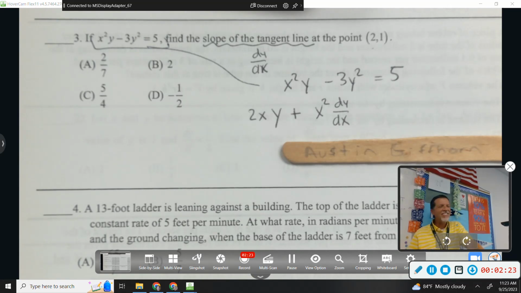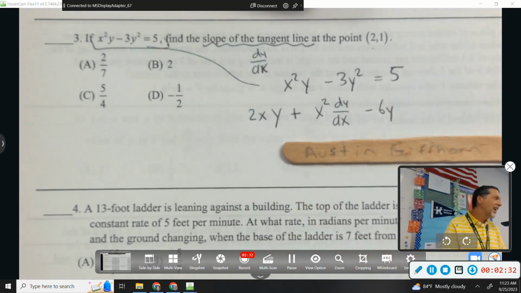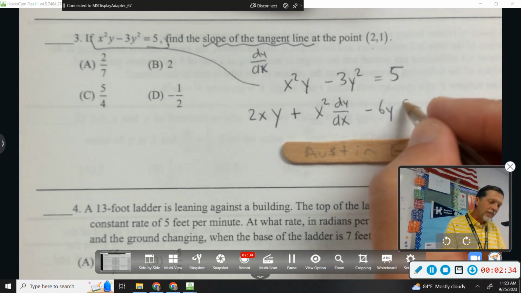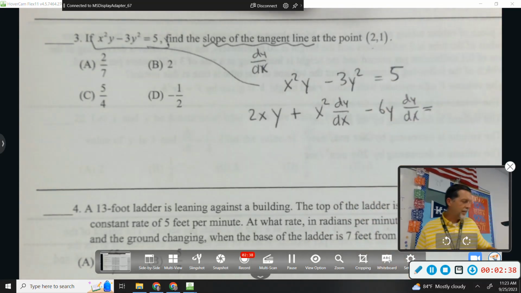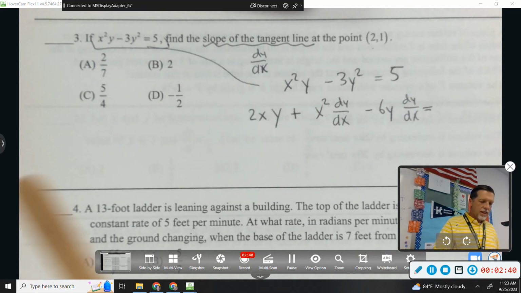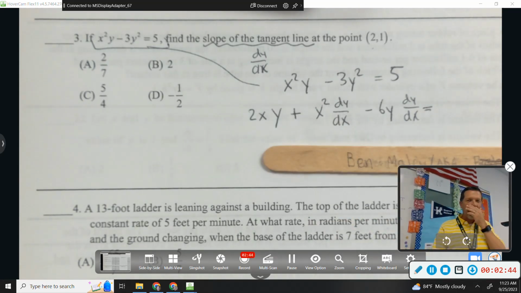Austin, how about, save me here, how about the derivative of 3y squared? Dy dx. And so that's the big problem, is forgetting the dy dx. Ben, how about the derivative of, make sure this is really Ben's popsicle stick, the derivative of 5? 0.